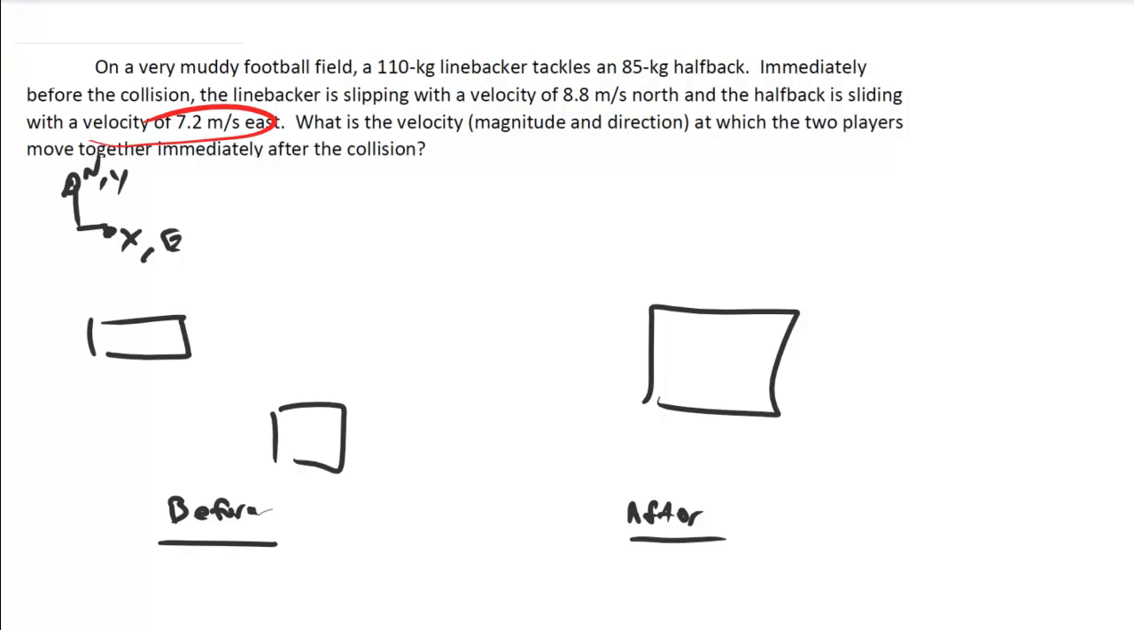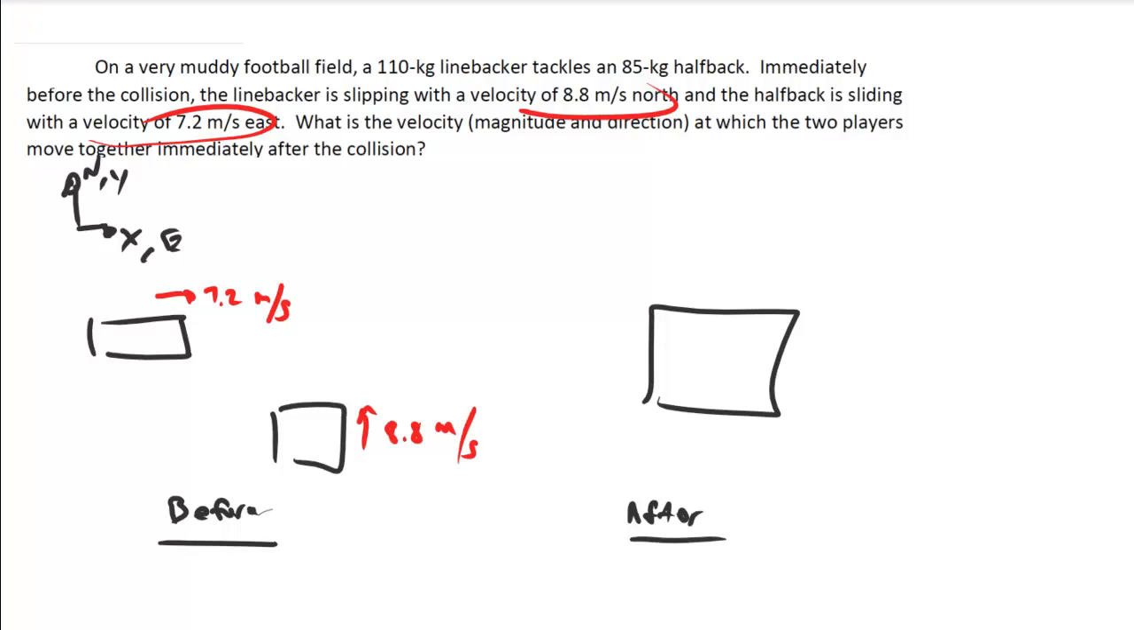And this one was moving eastward, right? 7.2 meters per second east. So this one was moving this way, 7.2 meters per second. And another one was moving north at 8.8 meters per second, something like this. So we're just extracting all the given information in this figure, kind of like we did with free body diagrams. But these aren't forces, this is a velocity, right? And also we know something about the masses as well.